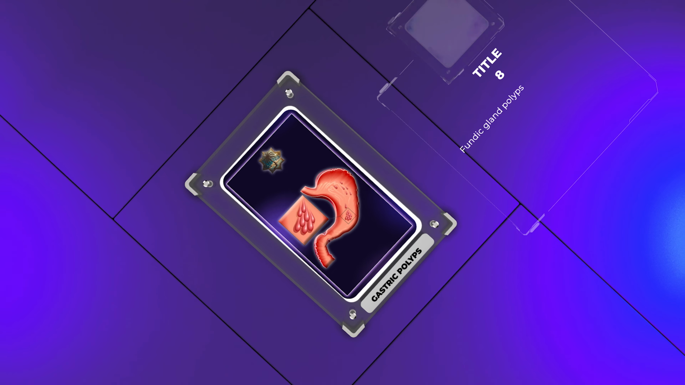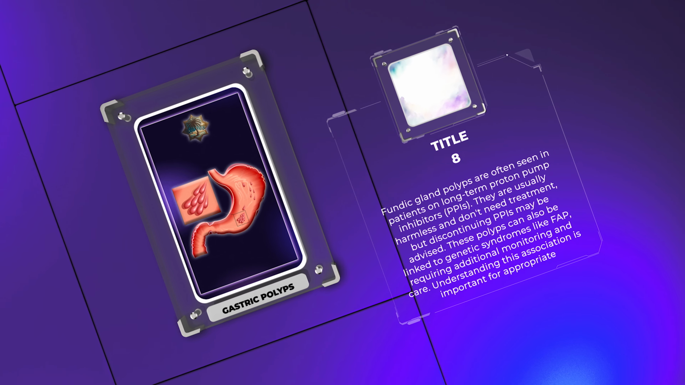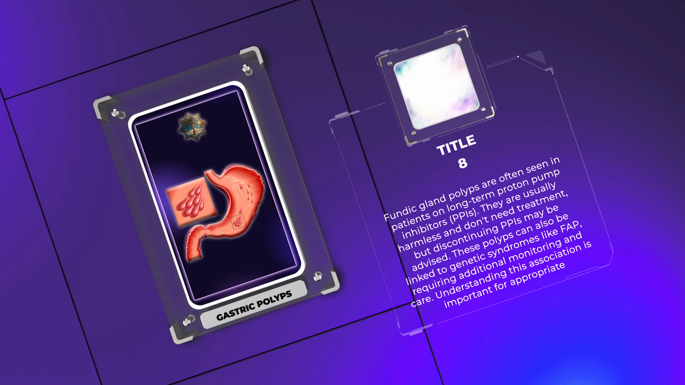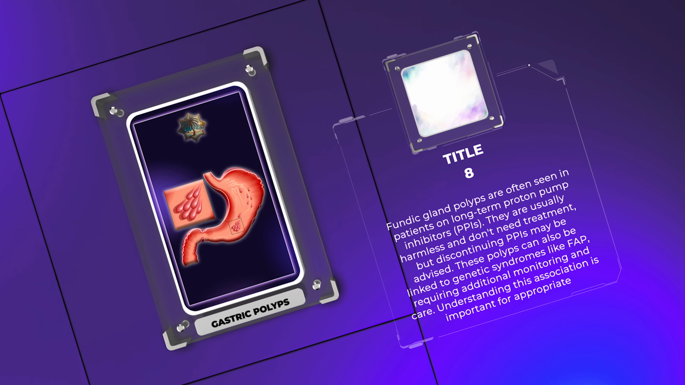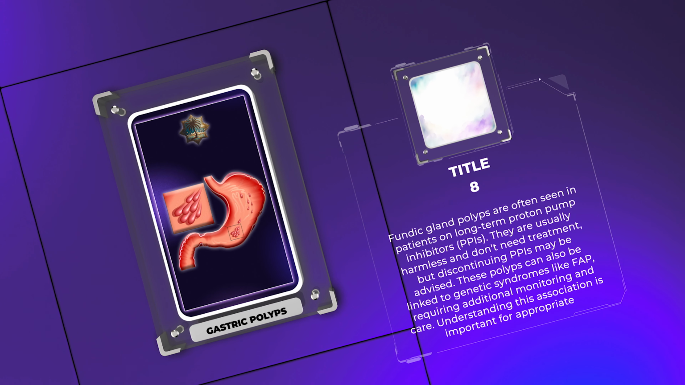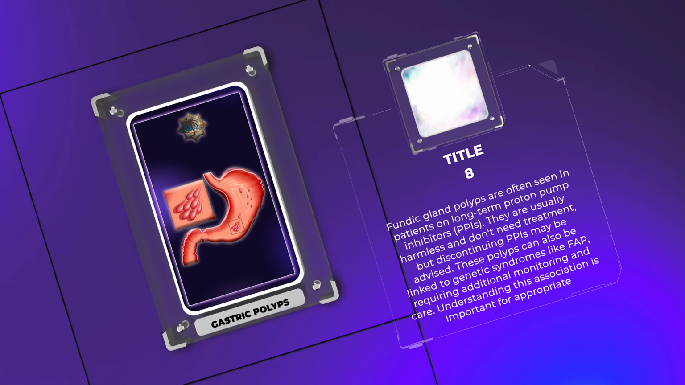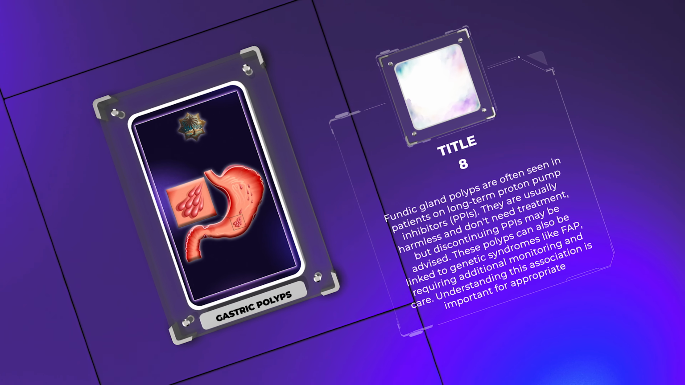Fundic gland polyps are often seen in patients on long-term proton pump inhibitors, PPIs. They are usually harmless and don't need treatment, but discontinuing PPIs may be advised. These polyps can also be linked to genetic syndromes like FAP, requiring additional monitoring and care. Understanding this association is important for appropriate management.